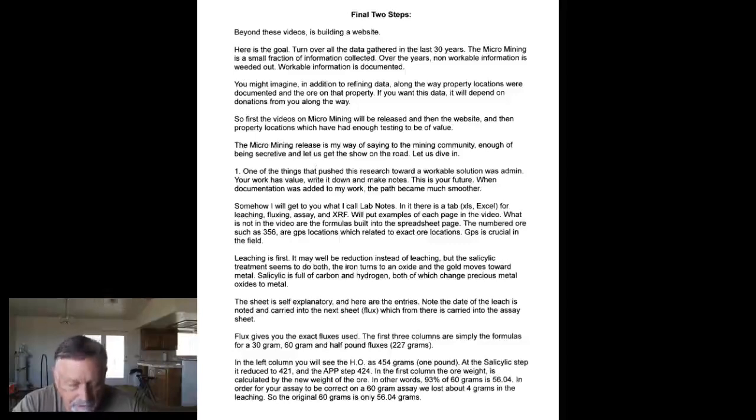And yes, I'm over 350 locations. Some good, some not. Leaching is first in the spreadsheet we'll cover. It may well be reduction instead of leaching, but the salicylic treatment seems to do both. The iron turns to an oxide and the gold moves toward metal. Salicylic is full of carbon and hydrogen, both of which change precious metal oxides to metal.